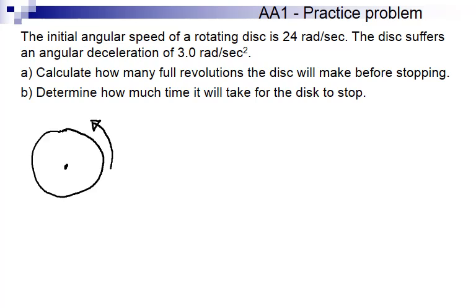So let's go ahead and draw this out. We have to identify what our variables are here. We know the initial angular speed is 24 radians per second. So that would be the initial angular speed. Actually, that's not right.